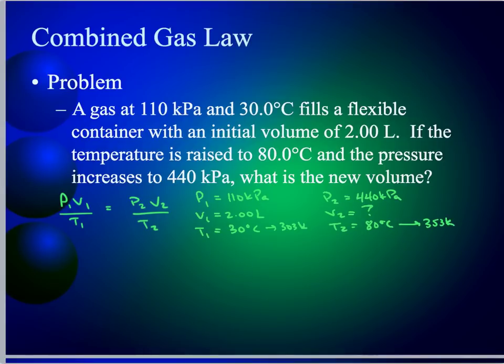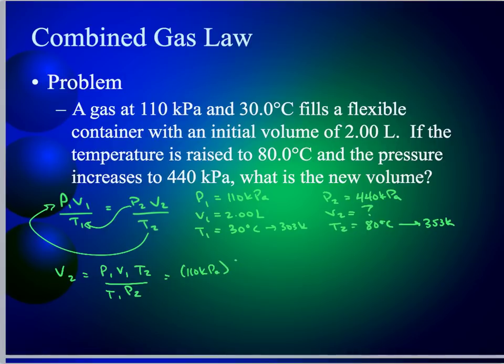I'm solving for V2, which means T2 is going to come up to the top, and P2 is going to come down to the bottom, right? Just rearranging using algebra, I get V2 is equal to P1 V1 times T2, all divided by T1 times P2. So let's go ahead and plug those values in. P1 is 110 kilopascals. V1 is 2.00 liters. T2, so make sure we put the right one there, 353 Kelvin, divided by T1, 303 Kelvin, times P2, which is 440 kilopascals.